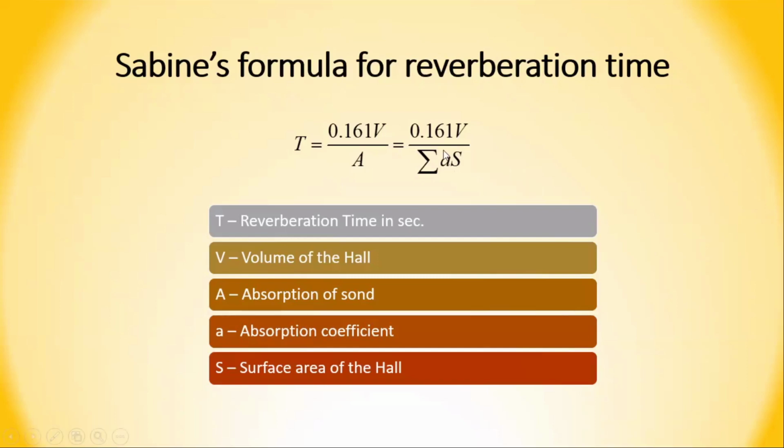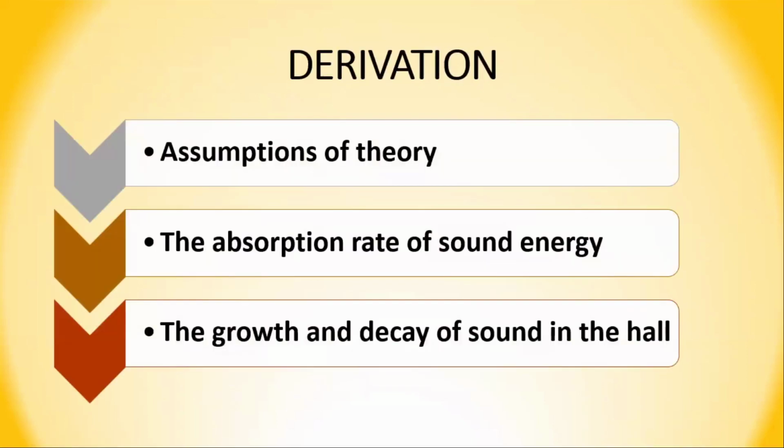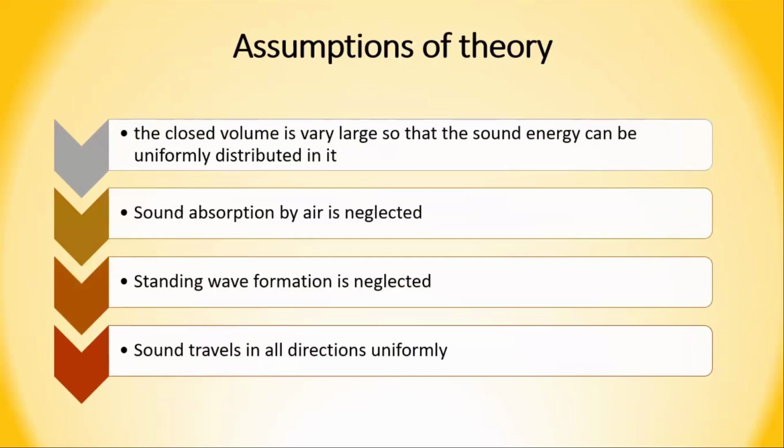I will come to this point when I discuss the theory, but this is the equation that we will be using for solving the sums: T is equal to 0.161V upon A, where A is sigma aS. Now, before deriving the theory, Sabine made certain assumptions, right? So Sabine assumed certain things before deriving the reverberation theory.